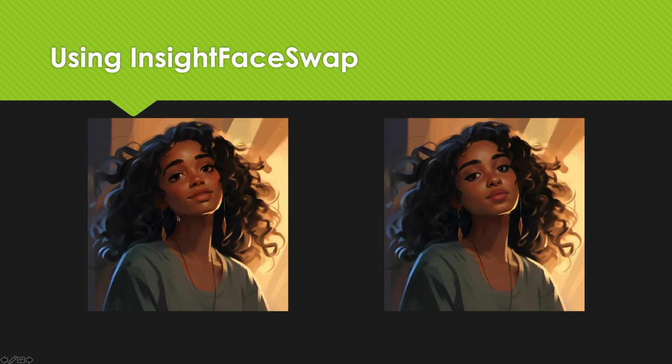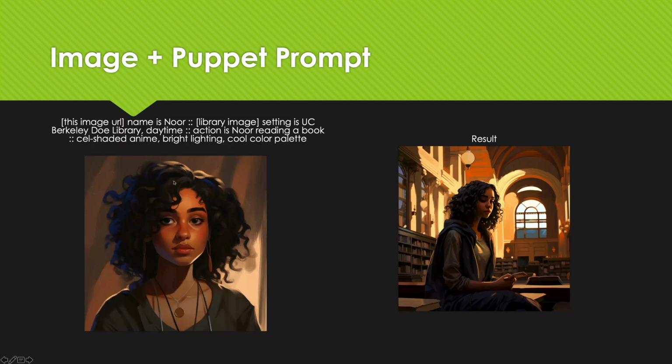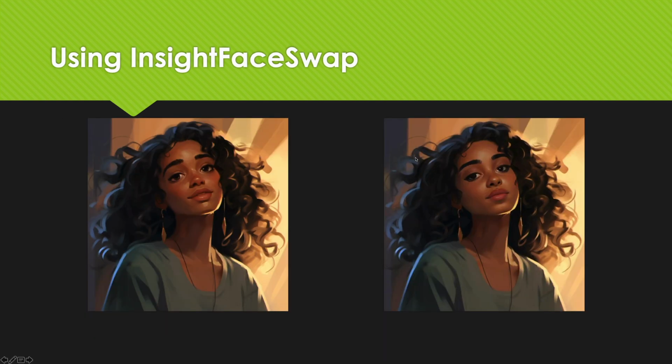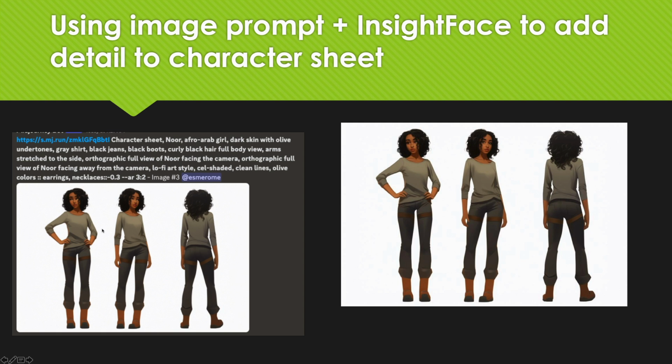We can also use Insight Face Swap. We can take this image of our character, add it to Insight Face Swap, and then use it to put her face on the face of these other images to make sure that the face is consistent. And we can also use Insight Face Swap to add detail to the character sheet. We just right-click on this image, go down to Apps, click on Insight Face Swap, and then a few seconds later, it'll add our images of our character with the face of the character that we like.